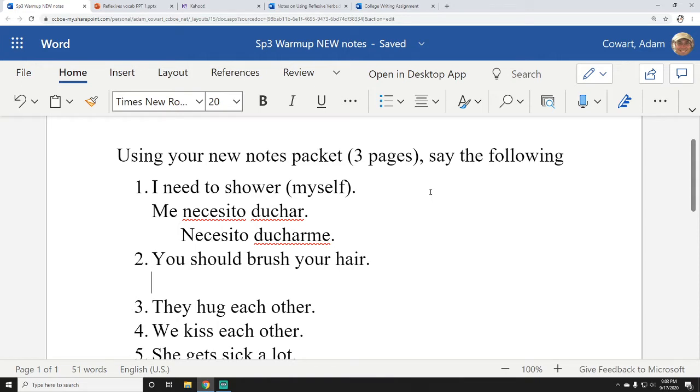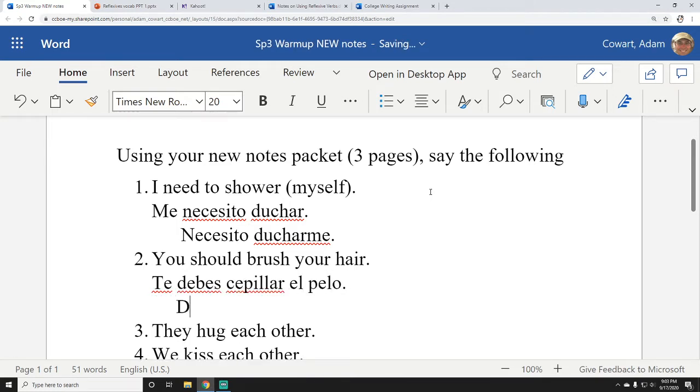All right, you should brush your hair. Te debes cepillar el pelo. Debes cepillarte el pelo. You should brush on yourself the hair. Okay, that's why we don't say tu pelo. You should brush on yourself the hair.